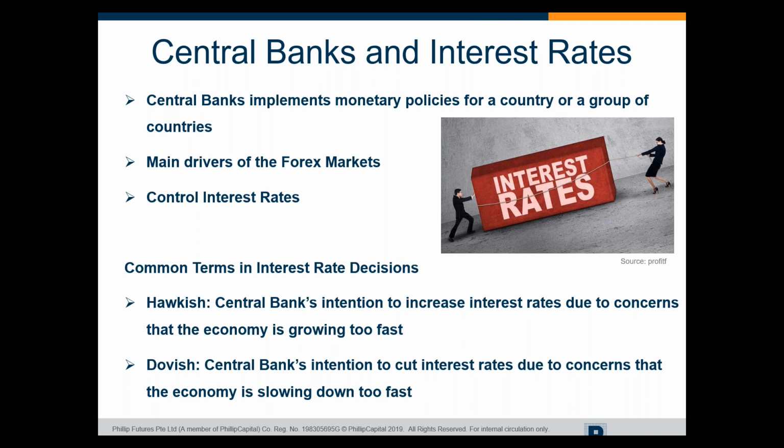So hawkish basically means that the central bank's intention to increase interest rates due to concerns that the economy is growing too fast. This actually is a good thing, which means that the country's economy is doing well. The other one would be a dovish view, which means that the central bank's intention to cut interest rates due to concerns that the economy is slowing down too fast. So this shows that the country might be slowing down or contracting, and therefore they need to cut interest rates to help with the slowing of the economy.